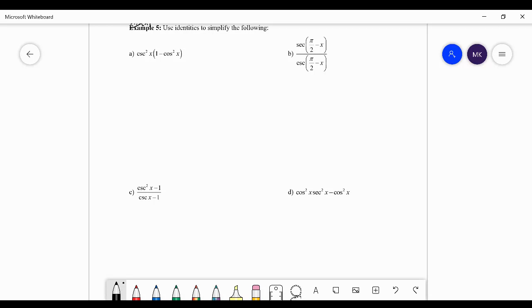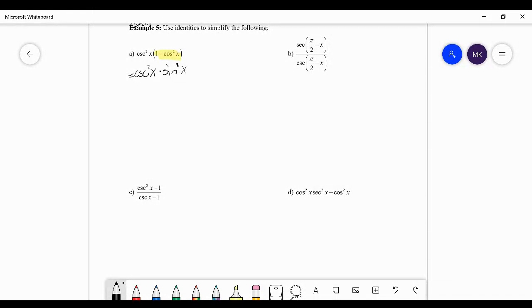But if you remember, we did a little something with the Pythagorean identity, the original one where we isolated the sine and we isolated the cosine. What we saw was that sine squared theta plus cosine squared theta equals 1. If we isolate the sine squared, we end up with sine squared theta equals 1 minus cosine squared theta. So that means that this piece right here is just sine squared theta. So what I end up with is cosecant squared of x times sine squared x.